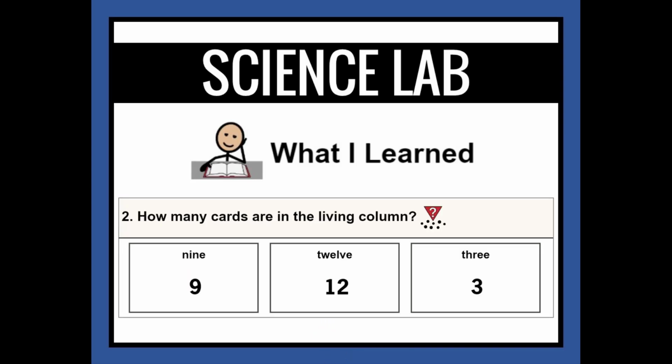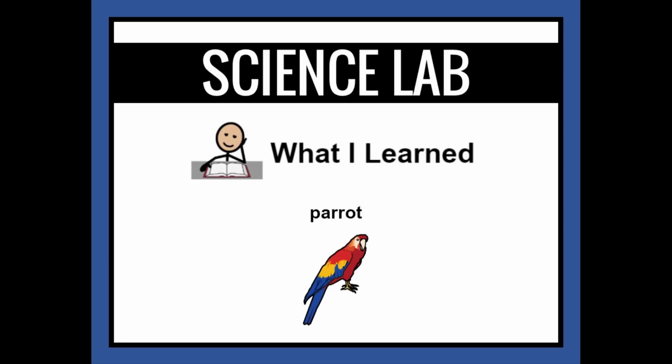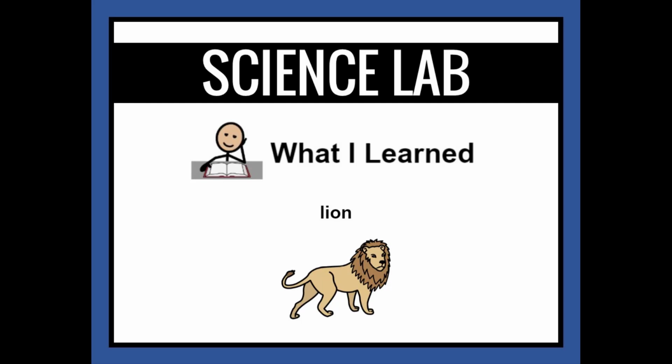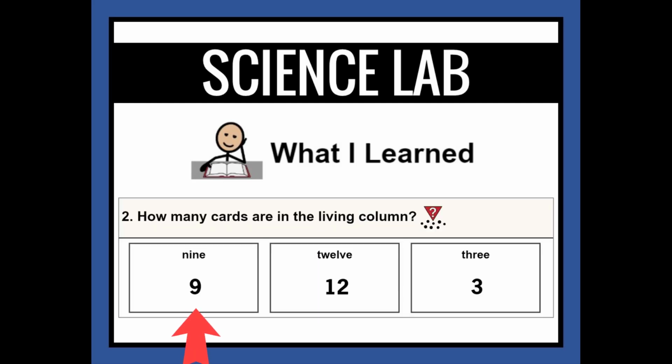How many items are living? 9, 12, or 3? Let's count. 1, 2, 3, 4, 5, 6, 7, 8, 9. There are 9 living items. Great job.